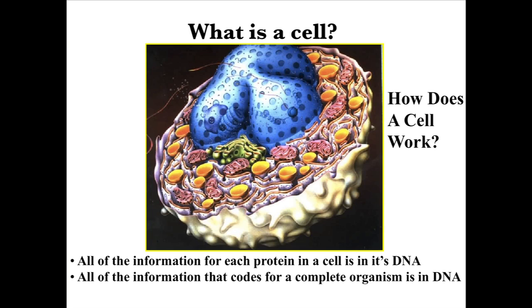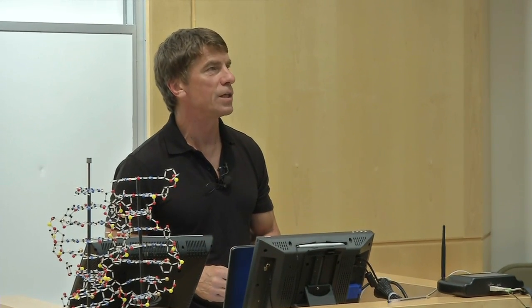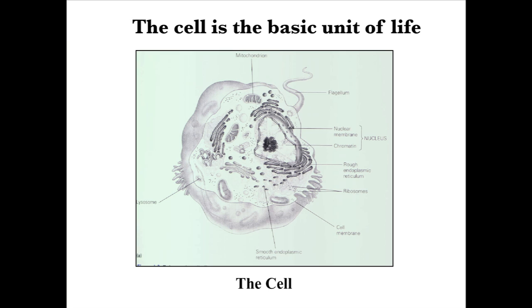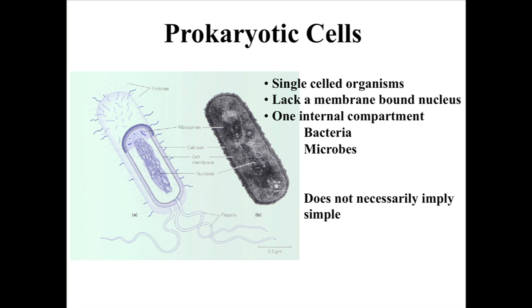I said that a cell is the basic unit of life. All the information for each protein in a cell is in its DNA. Most of the DNA is localized in a cell nucleus in higher organisms. So all the information that codes for a complete organism is in its DNA. We know that now from the cloning experiments that have been done on various animals. So we have to start somewhere. So let's take the Leeuwenhoek approach and say that the cell is the basic unit of life.